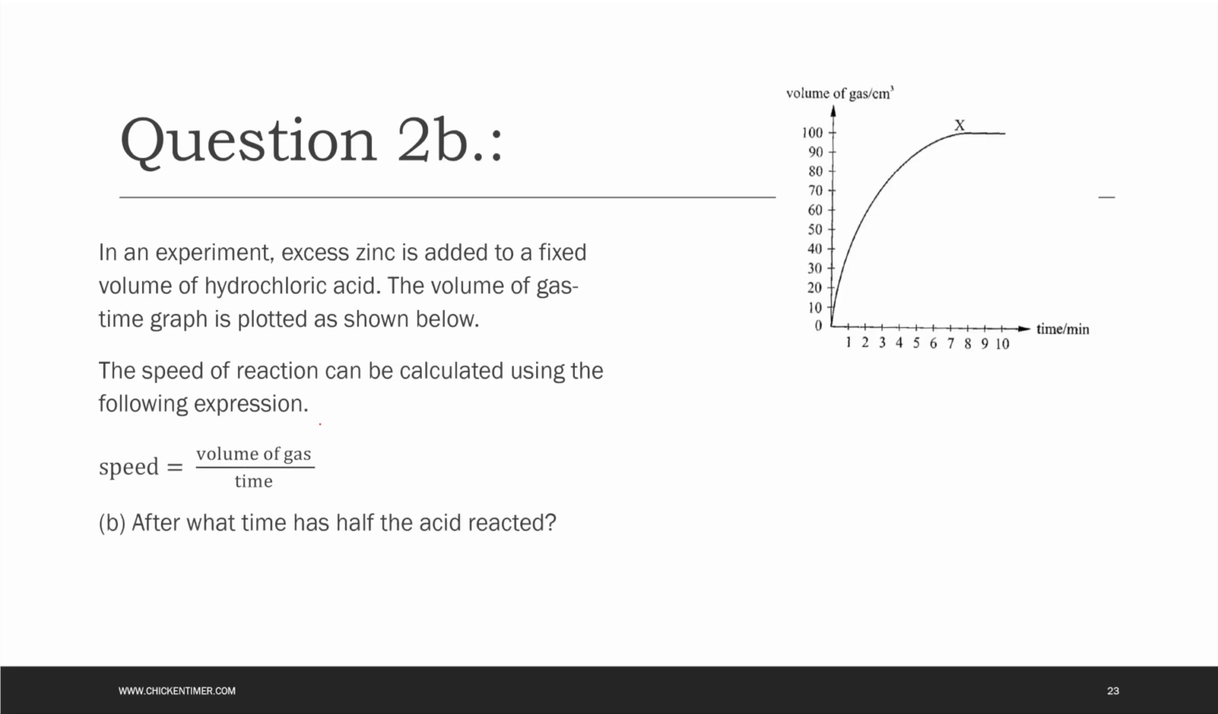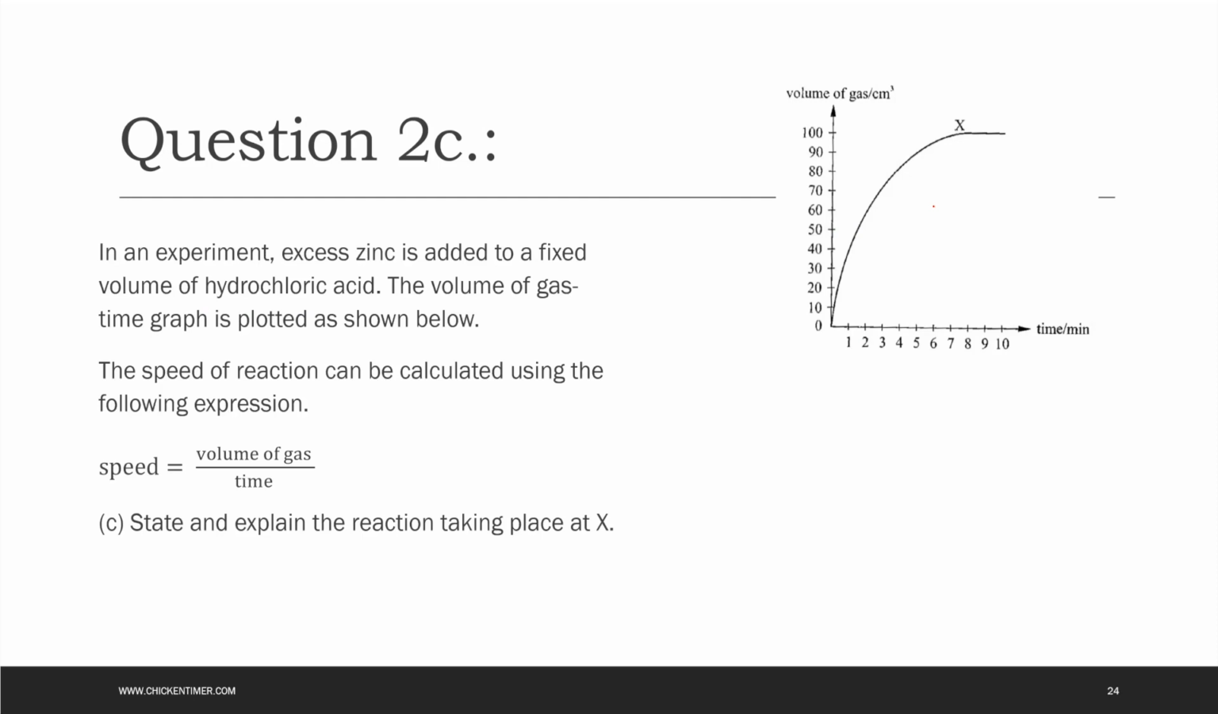Excess zinc is added to a fixed volume of hydrochloric acid. Who is limiting? Limiting is the acid. So if you want half the acid reacted, half the volume of gas will be produced. It produced 100, so at 50, go to 50, draw a horizontal line, and then from there, yeah, that method is correct. Just in the exam, use a ruler better. Don't eyeball your way down. No eyeballing, please.